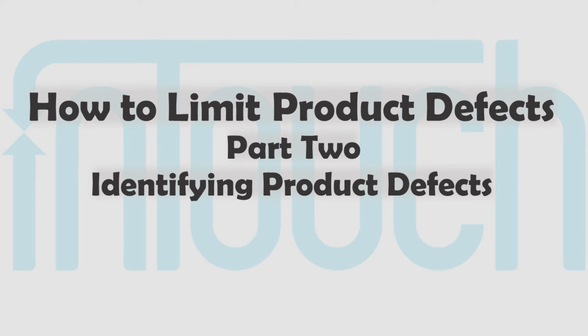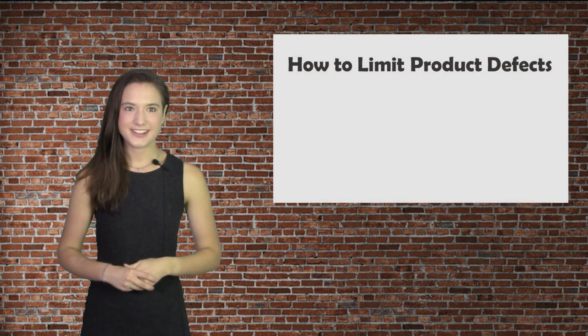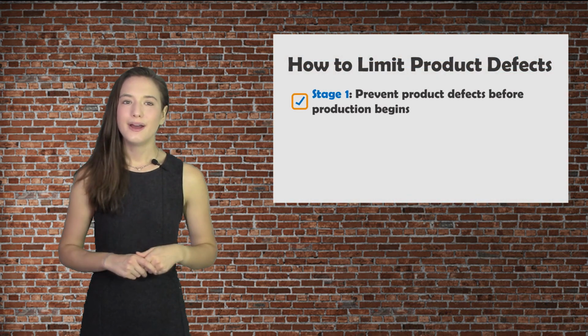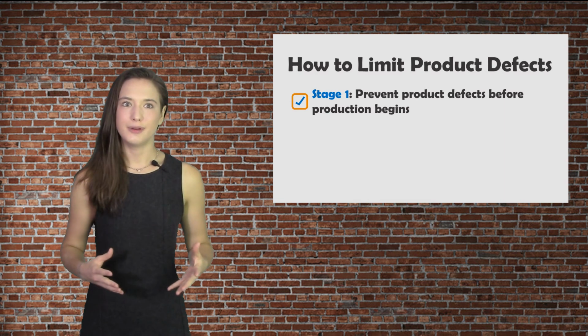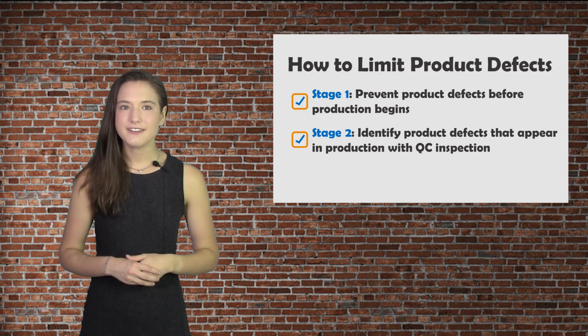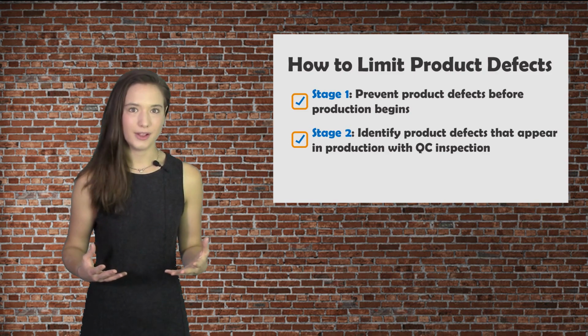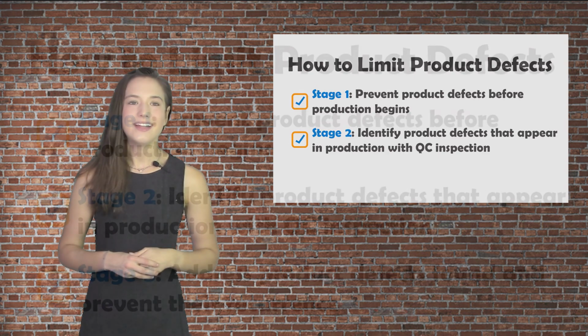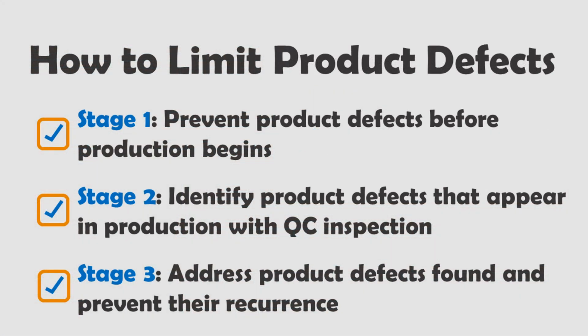I'm here today to tell you how experienced importers limit product defects. The process is broken down into 3 stages. Stage 1, prevent product defects before production begins. Stage 2, identify product defects that appear in production with a quality control inspection. And Stage 3, address product defects found and prevent their reoccurrence. This video will cover Stage 2.